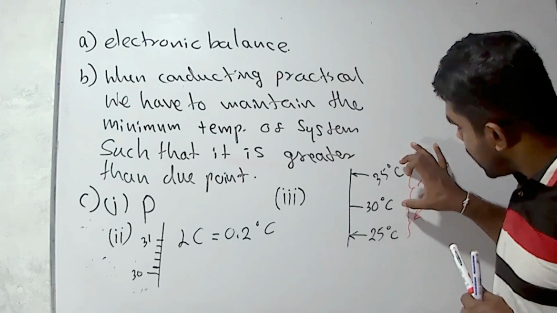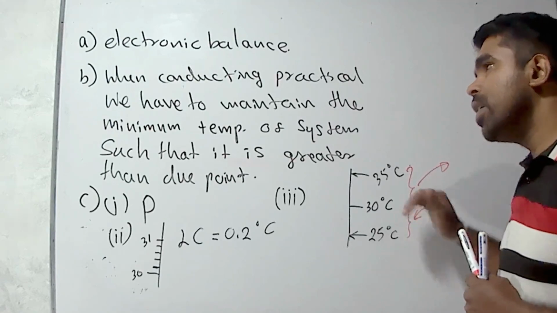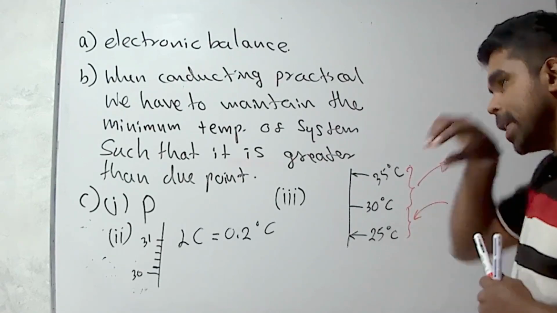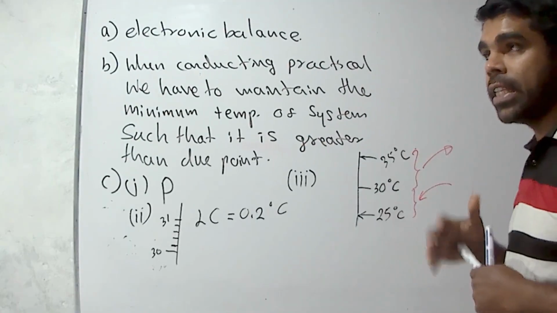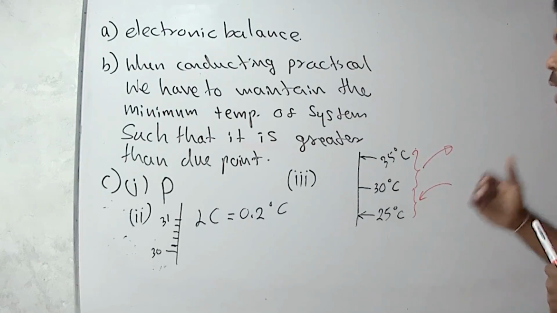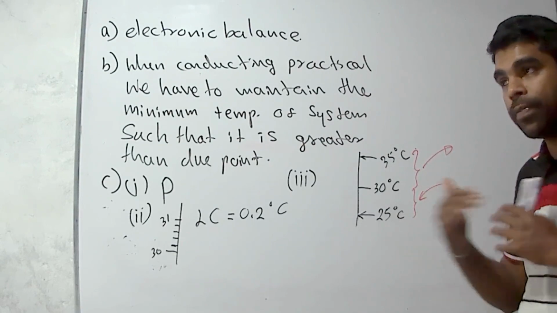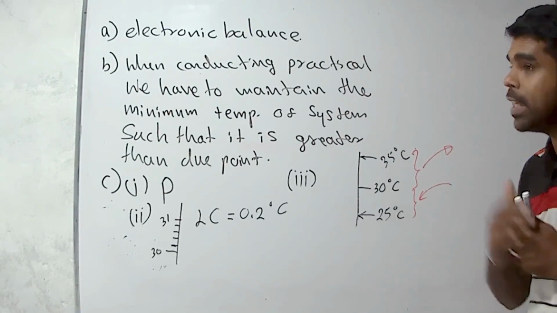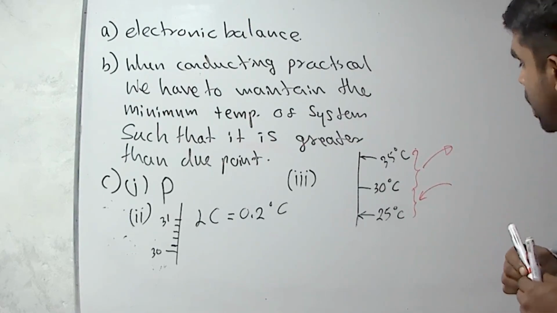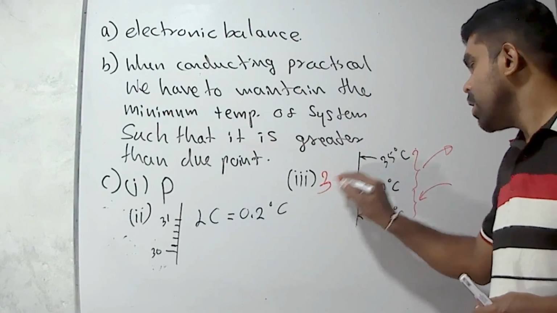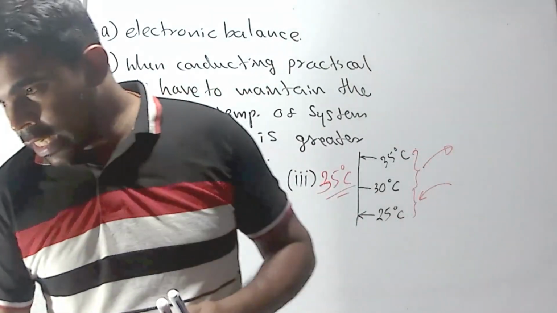We can get that heat loss for this temperature range is equal to the heat absorption for this temperature range. Therefore, when conducting the practical, we can consider that there is no effective heat energy loss or absorption with the surroundings. It means there is no heat exchange. Therefore, the most suitable maximum value of temperature is 35 degrees Celsius. This is the answer for part 3.